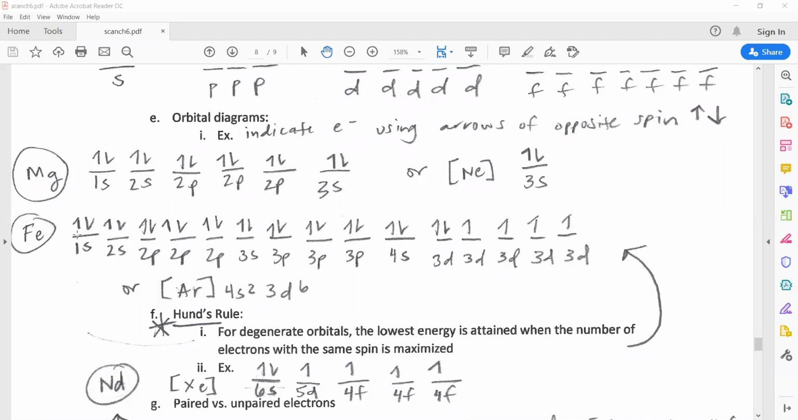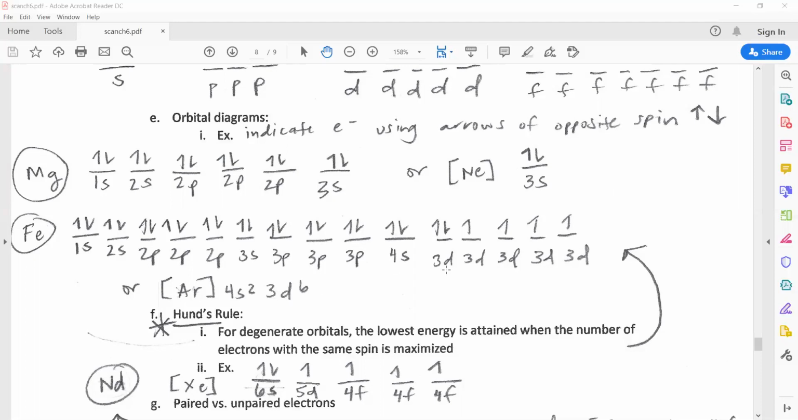Remember, S's only get one blank for one orbital, and S gets one blank again. The P's get 3 blanks. S gets 1, P gets 3, S gets 1 blank, and then the D's get 5 blanks, right? Because there's 5 of those orbitals at each level. And then you fill them up accordingly, but here's a really important rule. So iron has the configuration 3d6.